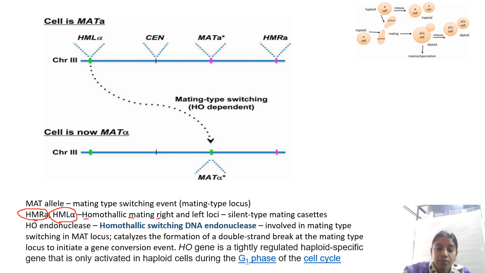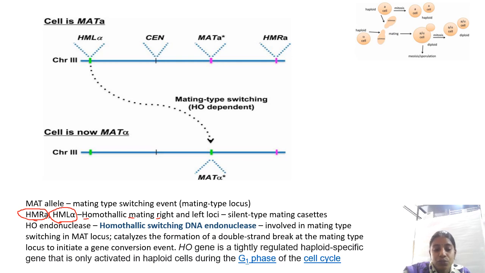These HMRA and HML alpha loci are silent type mating cassettes that are also present in chromosome 3. They are silent type mating cassettes because they lie in the heterochromatin region and are transcriptionally silenced. So the HMRA consists of a silenced copy of the MAT A allele, whereas the HML alpha locus consists of the silenced copy of the MAT alpha allele.